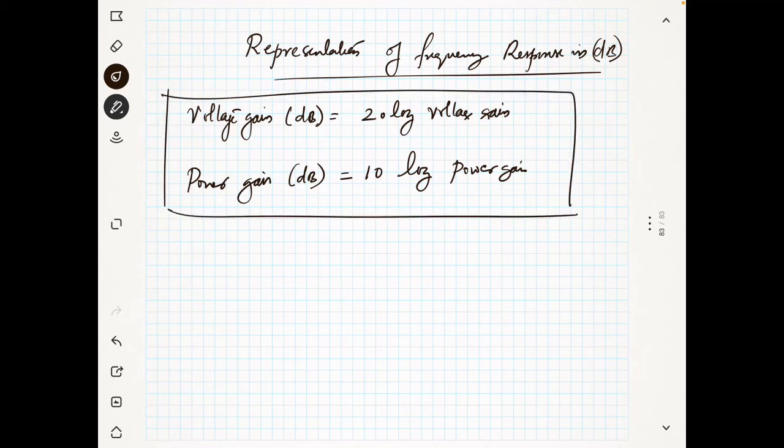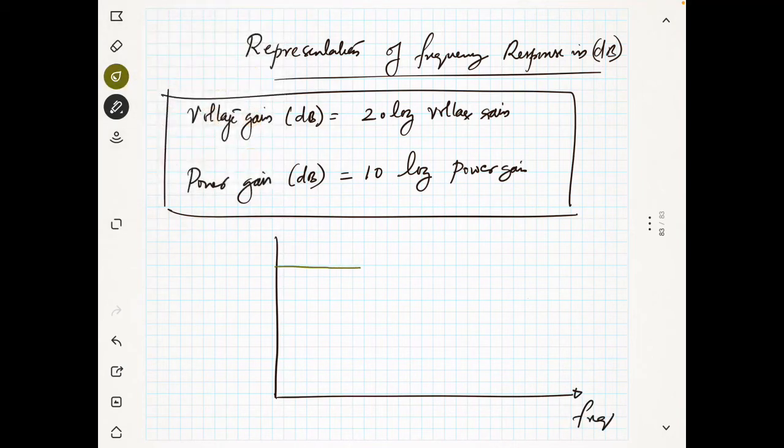If you are using power, you have to use only 10, but in voltage gain you are using 20. Why? Because power is equal to voltage square. So in power you are already considering that square. Now we will see how we can represent the gains in dB. Suppose this is the frequency, and let's say I am considering the open loop case. So this is the critical frequency FCU, and this is the AOL mid range.